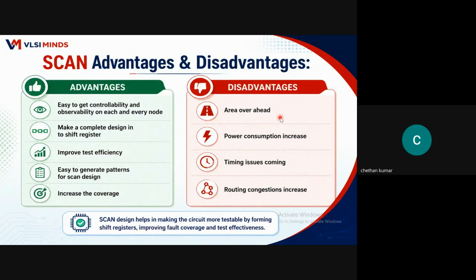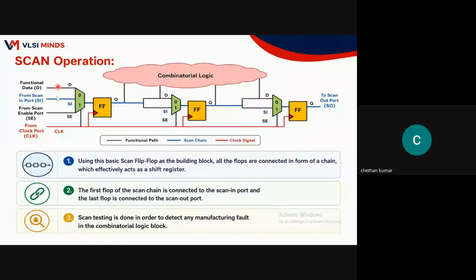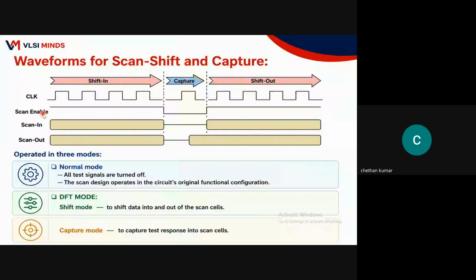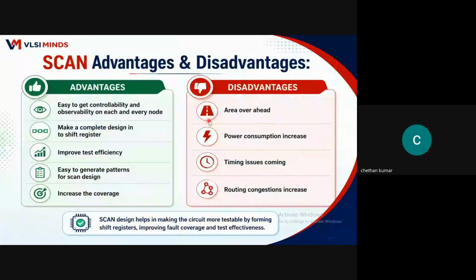That means the extra logic we are adding, right? As I mentioned, these are the multiplexers and the control signals. These are all extra signals we are adding, so extra area will get added. The power consumption also increases, as the number of cells is increasing, so it may consume some more power, and timing issues may come.